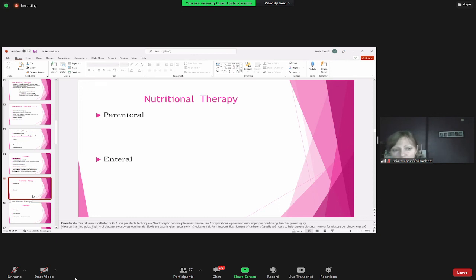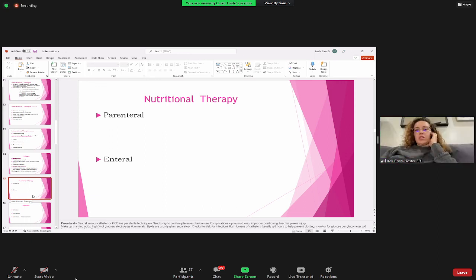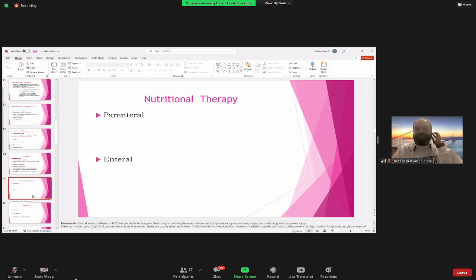The big thing there is, again, placement with the NG tube. Why? What kind of complication can happen with the NG tube if it's not confirmed? It can go into the trachea instead of the stomach. Right, it can go into the lungs. And that can cause pneumonia. Oh yeah, it can cause a world of hurt. Absolutely.